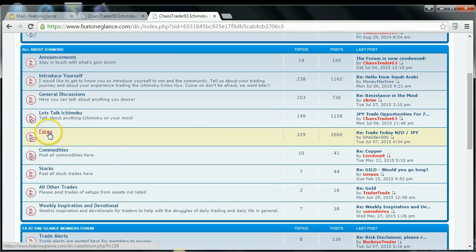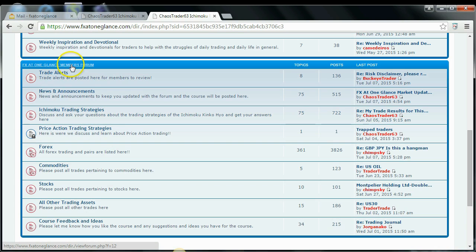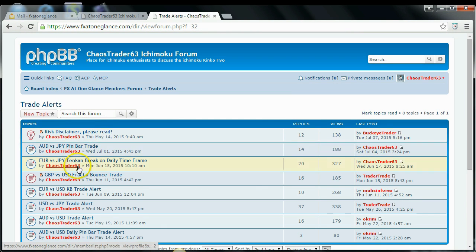So you click on Forex and it'll bring up all the Forex pairs or commodities, whatever, general discussions. But then this section down here is the FX at a Glance members forum. So members get to see the trade alerts. If I put up a trade alert, they click on here and they'll see the trade alerts posted, and they can review them. These are posted way beforehand. So if they want to look at this and assess the market, they can do that themselves from the things that we've already taught. It's kind of a teaching thing.